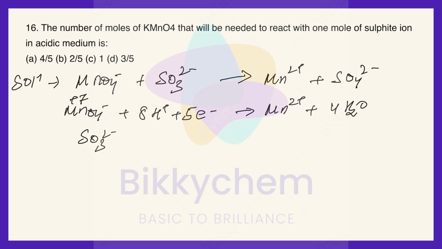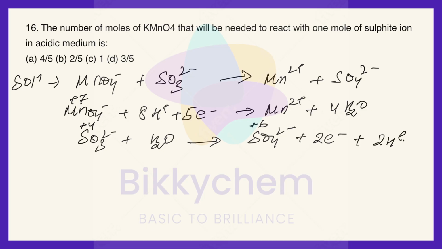sulfide ion, which is converted into the sulfate ion. Here we have 4 to the 6. 6 minus 4 will be 2 electron difference. And to balance this, we'll write the water, so 1 molecule of water. So you will write here 2H plus.